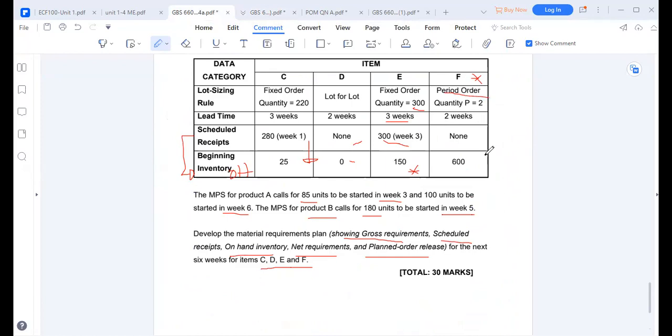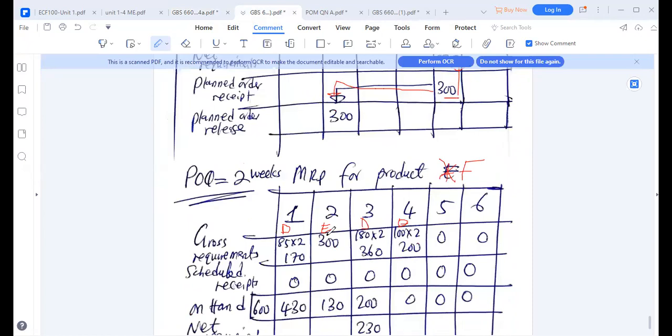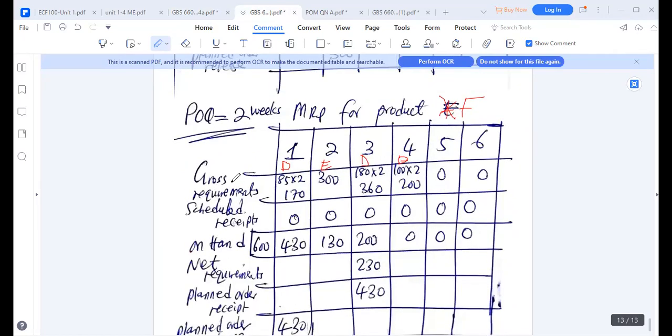Lead time is 2 weeks. The scheduled receipts is none, which is 0. The on-hand beginning inventory is 600. So meaning that we need to now go for the 6 items, the gross requirements, the way they're supposed to be. So we're using period order quantity of 2 weeks here. So this is a lot size, which means the production rule.